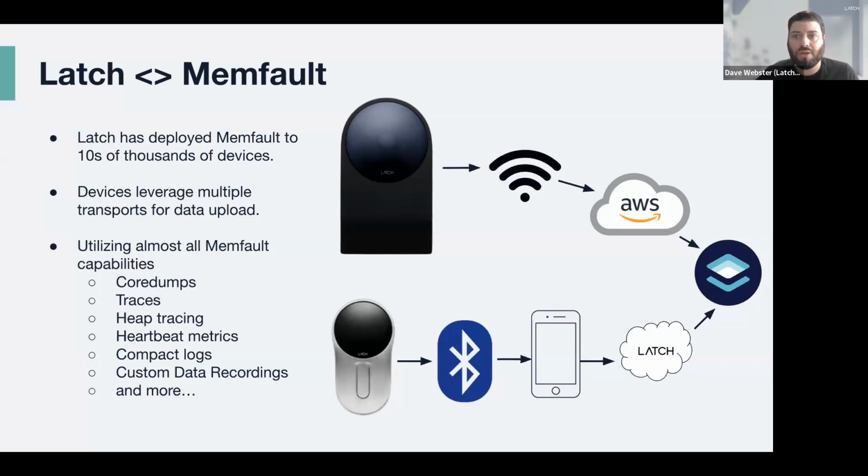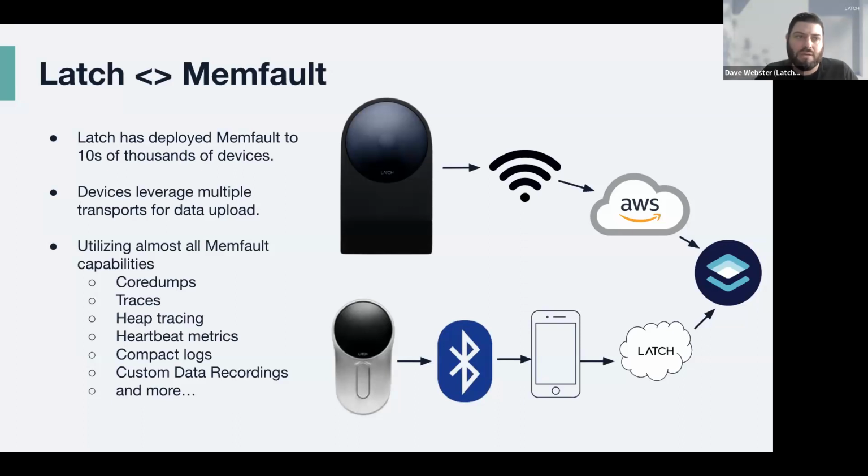Additionally, it's really important to note that while we have shipped some products from the get-go with Memfault enabled, it is also very easy, and we've done this on some of our older products that have been in the field for years, to upgrade those products in the field to add this valuable observability through Memfault.